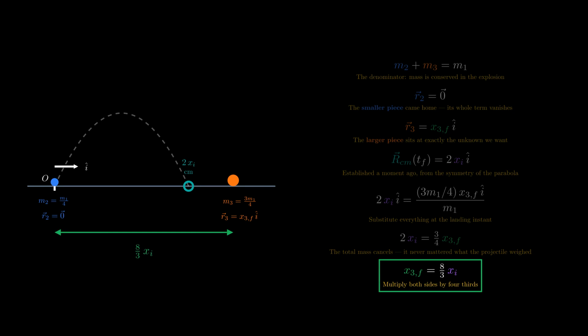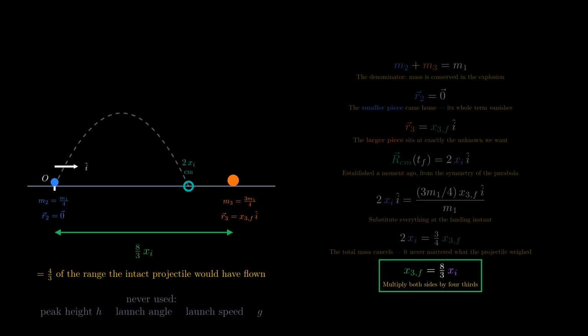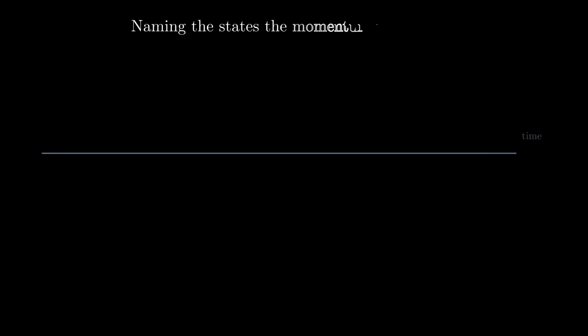Read what that says. The big piece comes down 2 and 2/3 times as far out as the explosion point, which is 1 and 1/3 times the range the intact projectile would have had. And notice what never appeared anywhere in that solution: the peak height, the launch angle, the launch speed, and the gravitational acceleration g. None of them entered. Method 1 was short because it never looked inside the explosion.